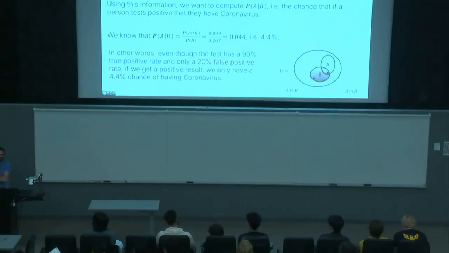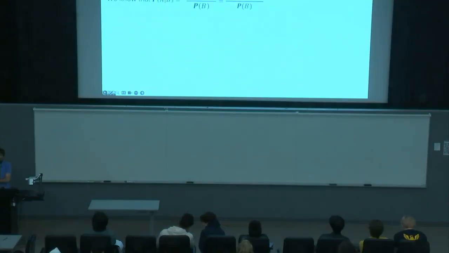Right, the test has these good rates, but if it shows up positive, it's more likely that the test is wrong than that this extremely unlikely thing is true. The condition is very rare. A is very rare in this case, yeah.